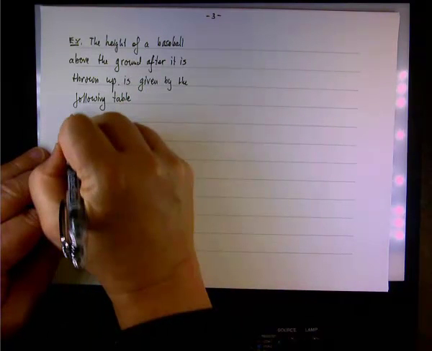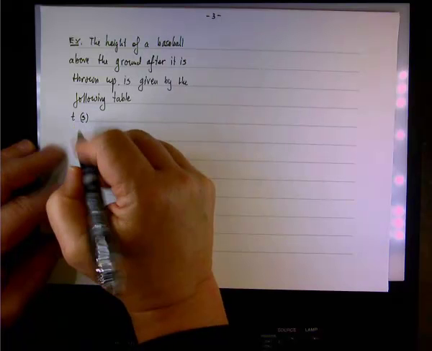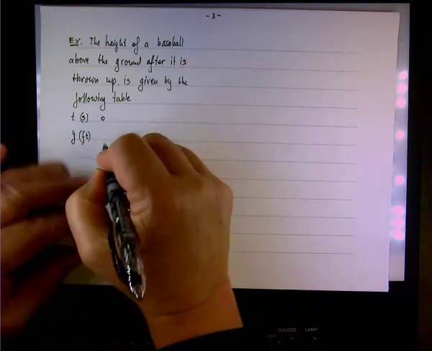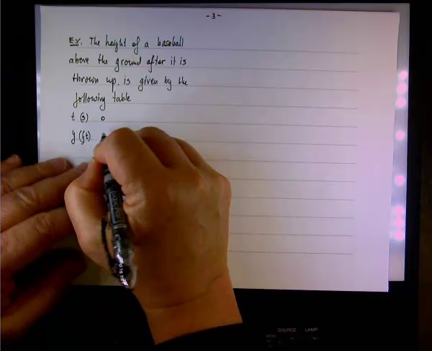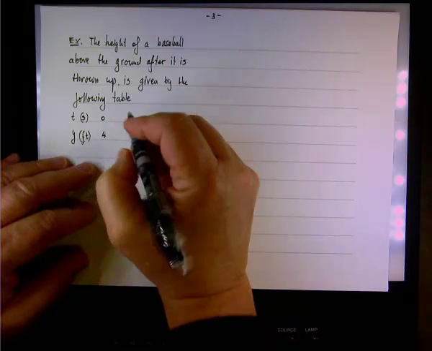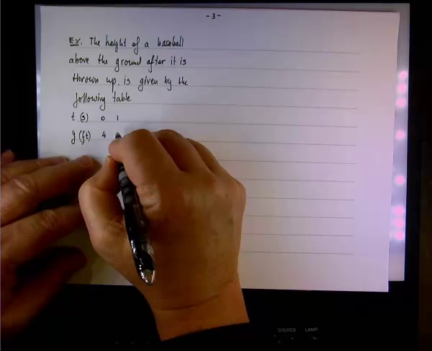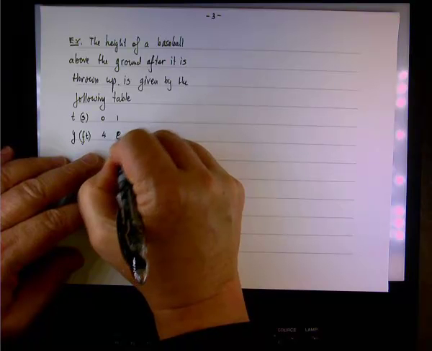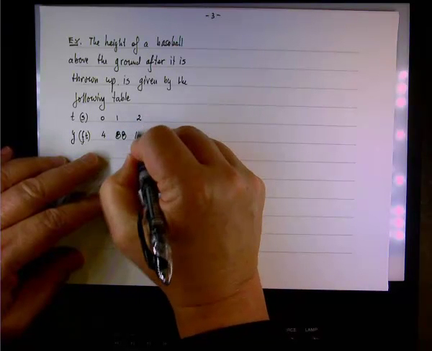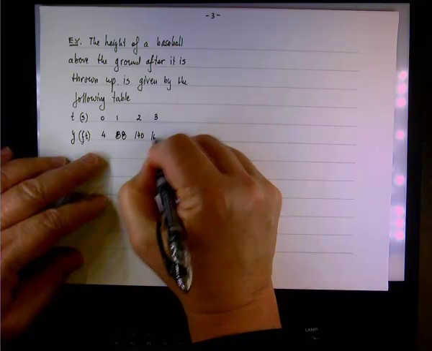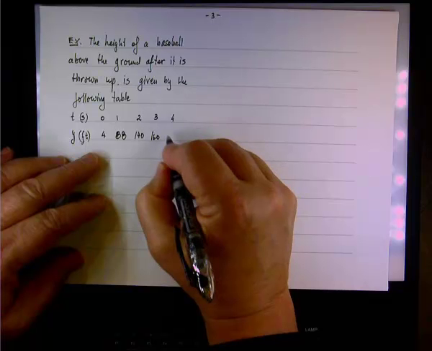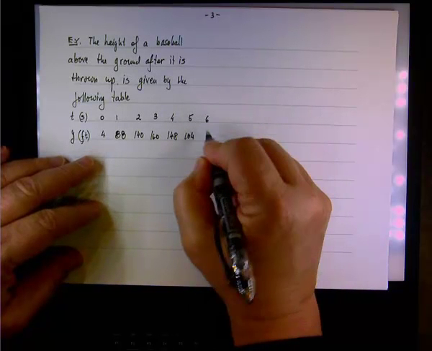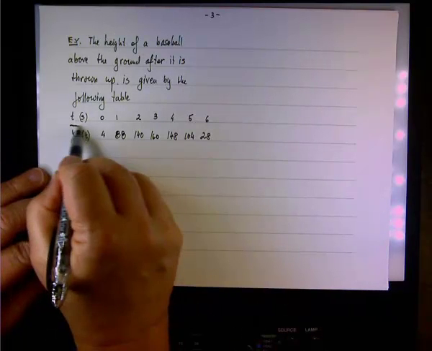So let's have t in seconds, and let's have the height, or y, in feet. And we start at 0, I don't know, we'll go 4, and then 1 will be 88, 2 will be 140, 3 will be 160, 4 will be 148, 5 will be 104, and 6 will be 28. Okay? So we have this little table.